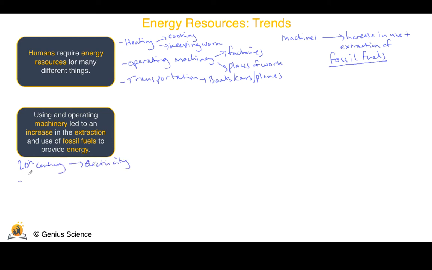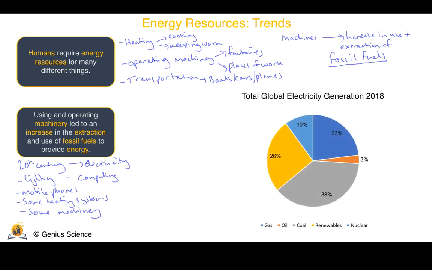In the modern world, electricity powers lighting, computing, mobile phones, some heating systems, and also some machinery. Appearing on your screen now is a pie chart showing which energy resources provided global electricity in 2018.